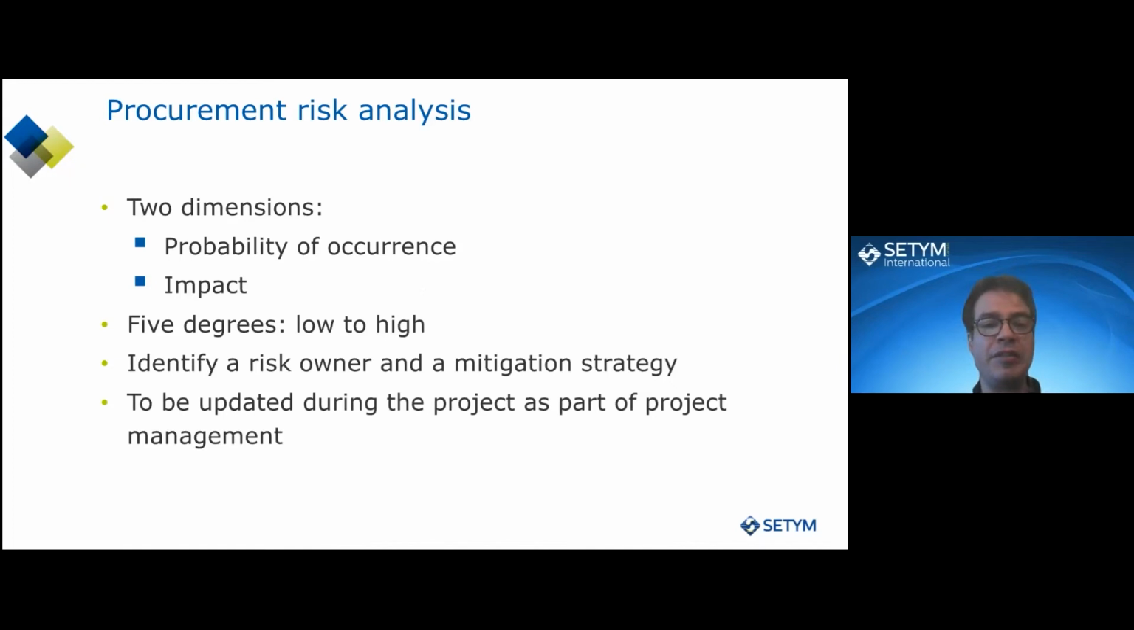Procurement risk analysis is done using 2 dimensions: the probability of occurrence, so the odds something will happen, and the impact when it happens. And they ask you to classify both of these dimensions. It's a typical risk management approach if you are familiar with it. So everything is classified low to high, in 5 degrees: very low, low, medium, high, very high. Probability of occurrence in one way, impact in another way. So the impact may be medium, and the probability of occurrence may be high, for example.